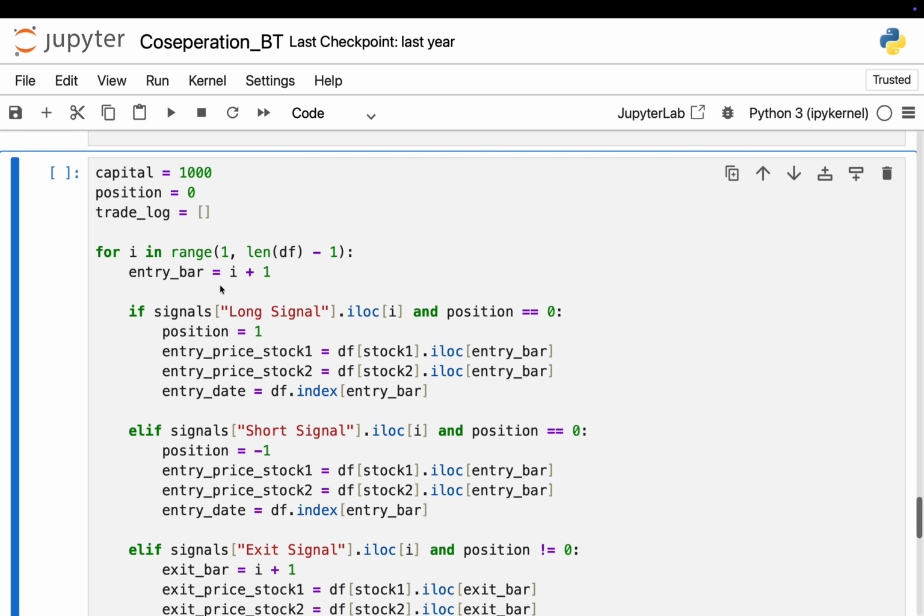Entry bar i+1 is a small but important detail. The signal fires on bar i. That's today's closing z-score. But we don't fill at the same closing price, because we only know today's close after the market has already shut. By the time the signal exists, trading is over for the day. So the order goes in after the close and fills the following bar. This avoids a very common mistake in Python backtests, where people accidentally enter at the exact same price that generated the signal.